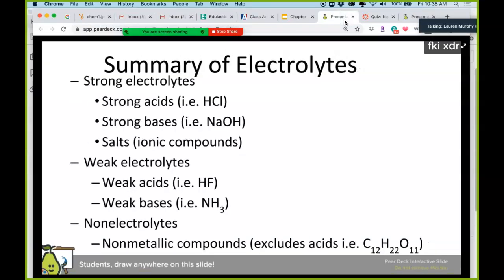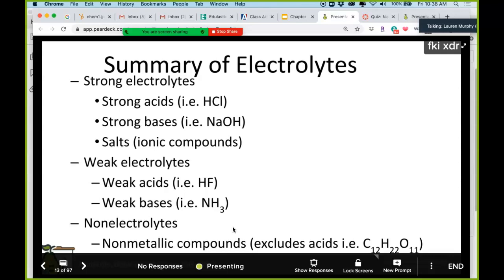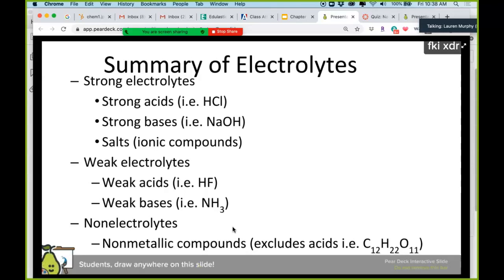Okay. So this is just a summary of electrolytes. Strong electrolytes are these three, weak electrolytes are these two, and non-electrolytes are covalent compounds with the exception of acids. Acids will either fall under strong or weak electrolytes depending on whether they're strong or weak acids.